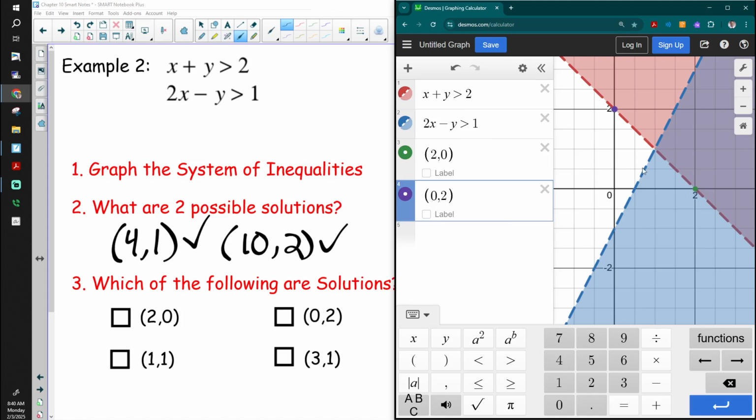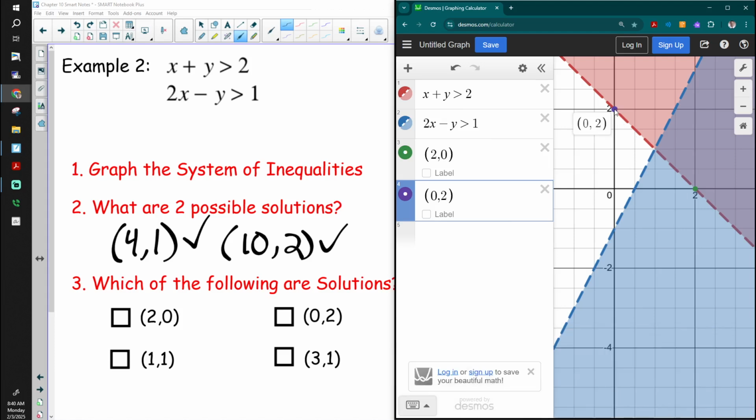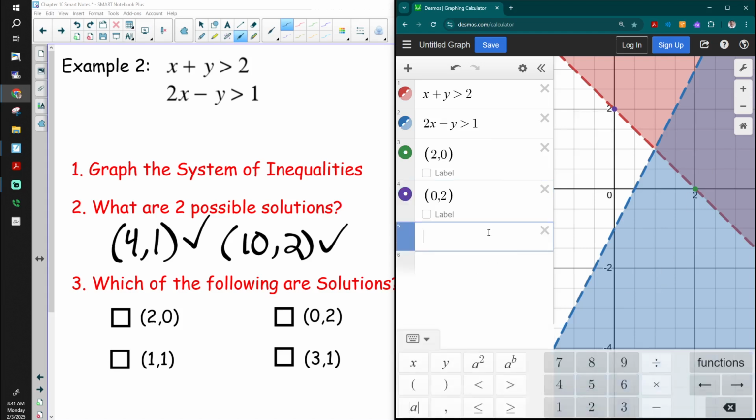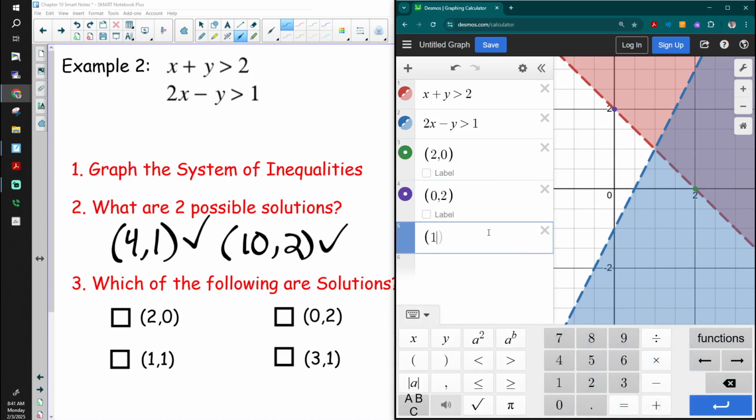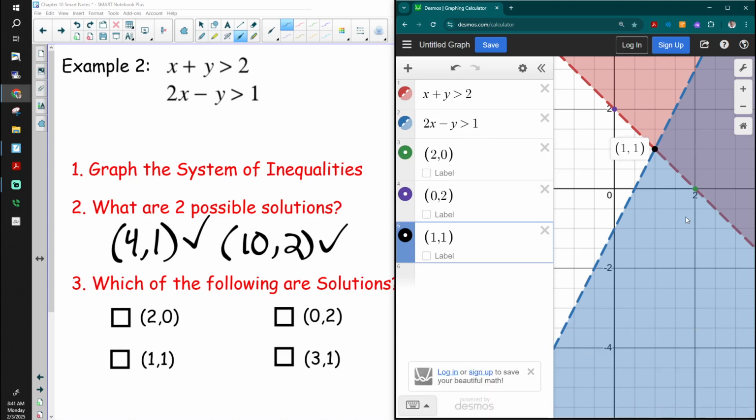0, 2. Is this point a solution? No. What color is it? It's not on red, and it's not in blue. Definitely not. 1, 1. If I type in 1, 1 right here, again, if I hide, is that on the blue? Nope, it's on a dotted line. Is that on the red? Nope, dotted line. 1, 1, not a solution.